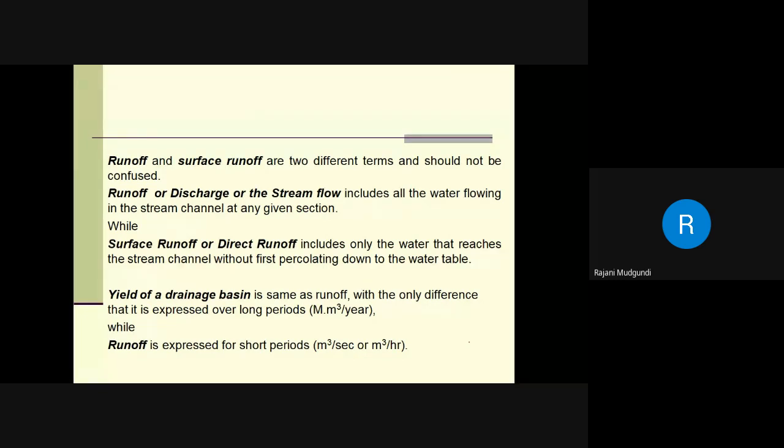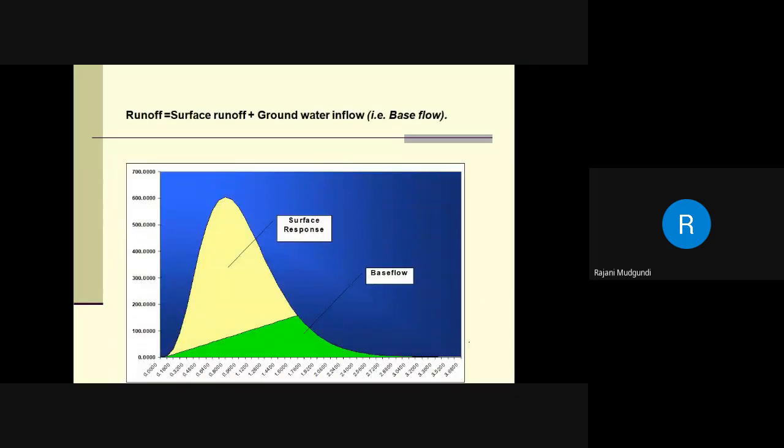Now, yield of a drainage basin is the same as the runoff, with the only difference that it is expressed over a long period in million cubic meters per year or hectare meter per year likewise. Runoff is expressed for short periods, say cubic meters per second or cubic meters per hour. So runoff and yield are one and the same, but the time duration for which it is expressed is different. Runoff is expressed for a short time, while the yield of a drainage basin is expressed over a long period. Generally, annual runoff is termed as yield.